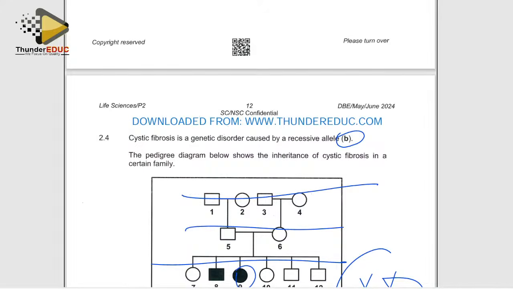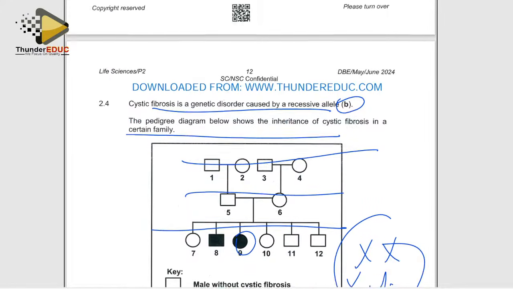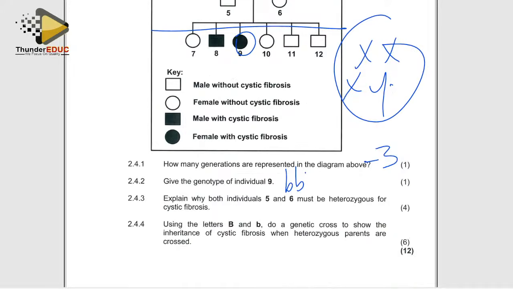Sex linked. Did you see anything here saying it is sex linked? No. So no use of X and Y. Explain why both individual 5 and 6 must be heterozygous for cystic fibrosis. Why are they supposed to be heterozygous?